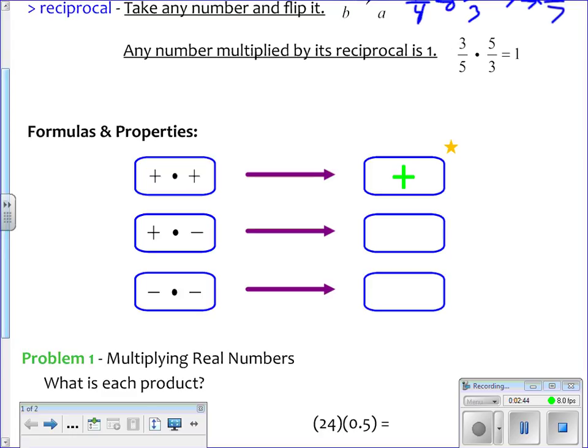If you have a positive and a negative, your answer is going to be negative. And if you multiply two negatives, what do you get? Positive. And this only works with multiplication. The signs, positive, negative stuff only works with multiplication. If they're the same, you get a positive. If the signs are different, when you're multiplying or dividing, you get a negative. Okay. Any questions on that? Hope not.